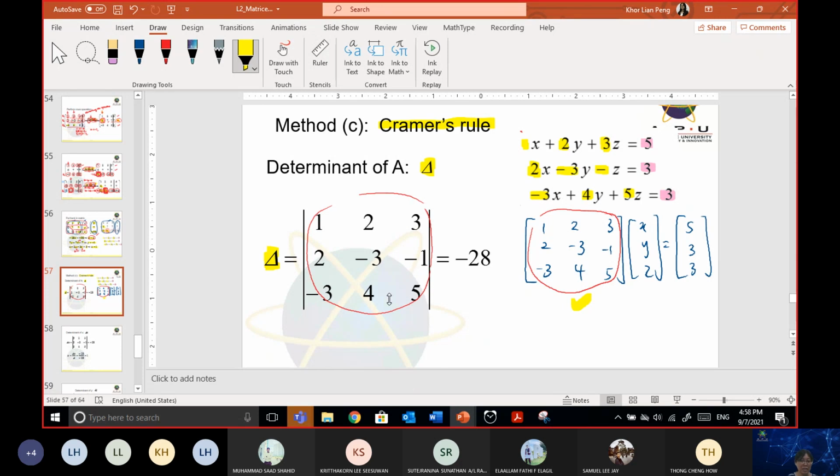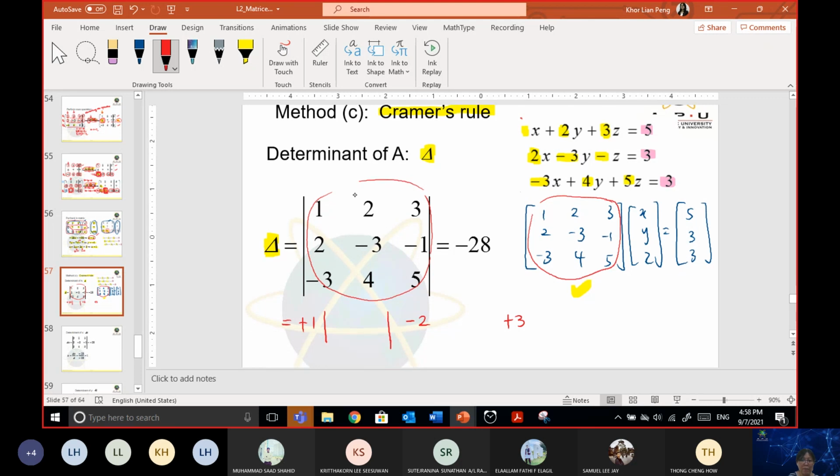So you should remember how to find the determinant. How we find the determinant here, let's say we're using the values at the first row, plus, minus, plus. The values are 1, 2, and 3. Now say I'm blocking the first row and first column, so I have negative 3, 4, minus 1, and 5.